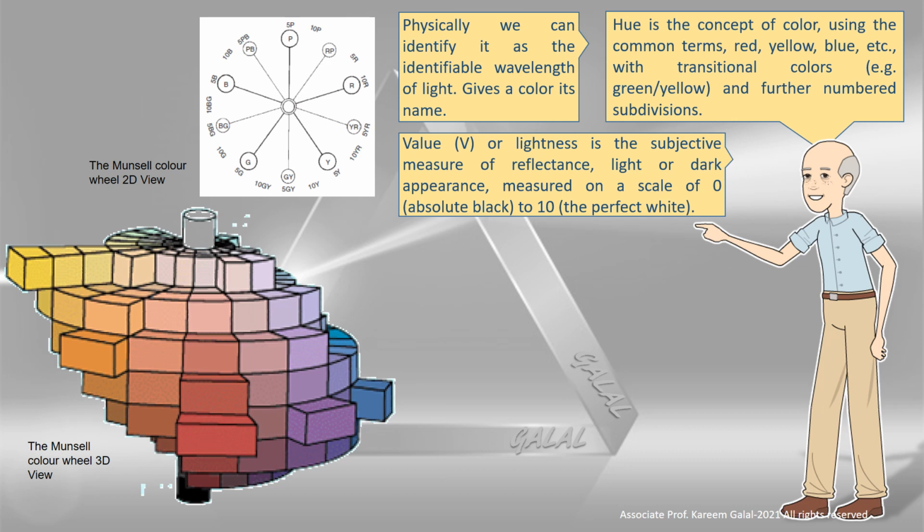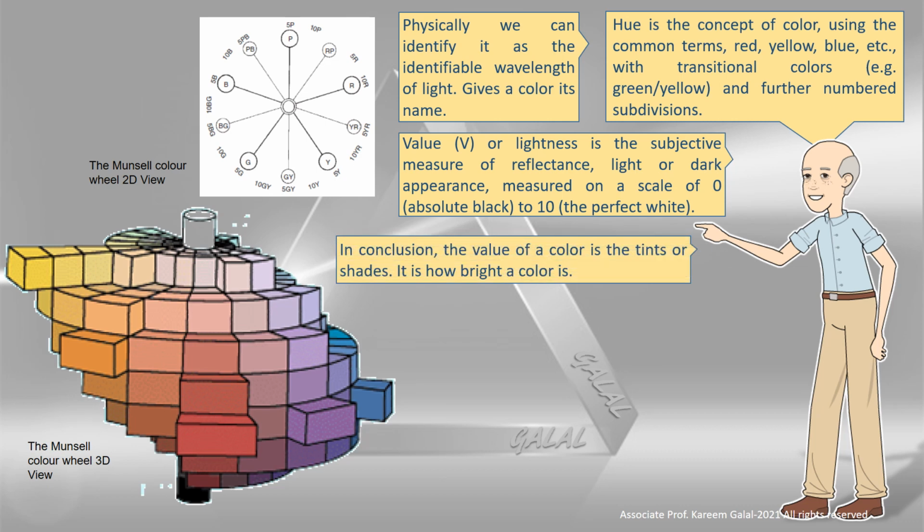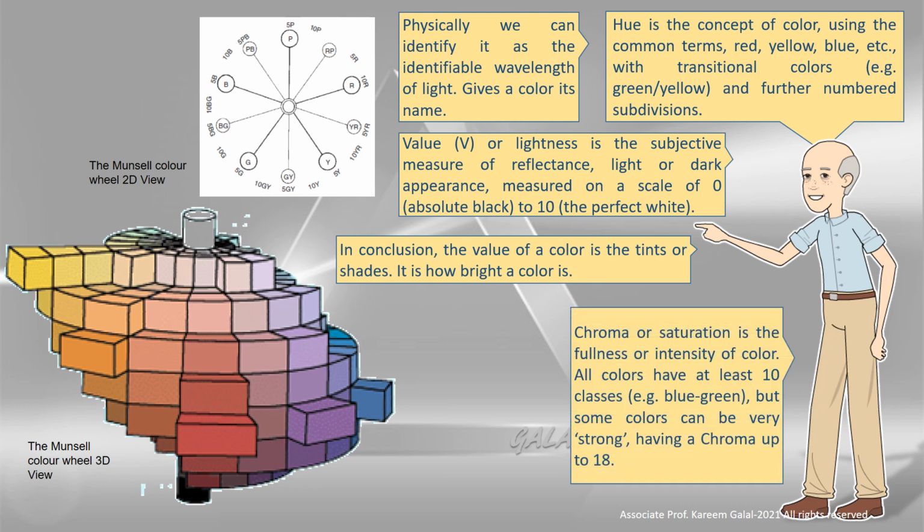Value, V, or lightness is the subjective measure of reflectance, light or dark appearance, measured on a scale of 0, absolute black, to 10, the perfect white. In conclusion, the value of a color is its tints or shades. It is how bright a color is. Chroma or saturation is the fullness or intensity of color. All colors have at least 10 classes, e.g. blue-green, but some colors can be very strong, having a chroma up to 18. It is the intensity or purity of a color, how unmixed with white it is.